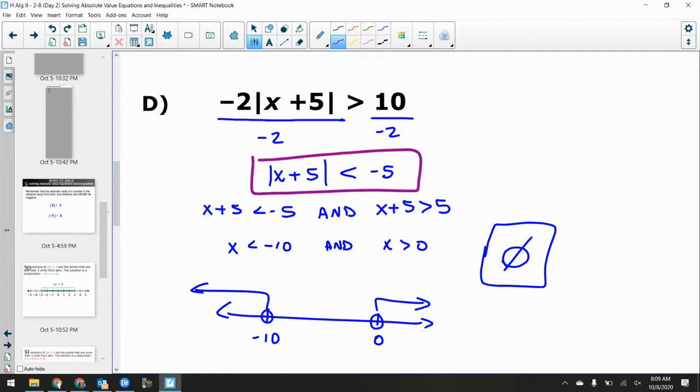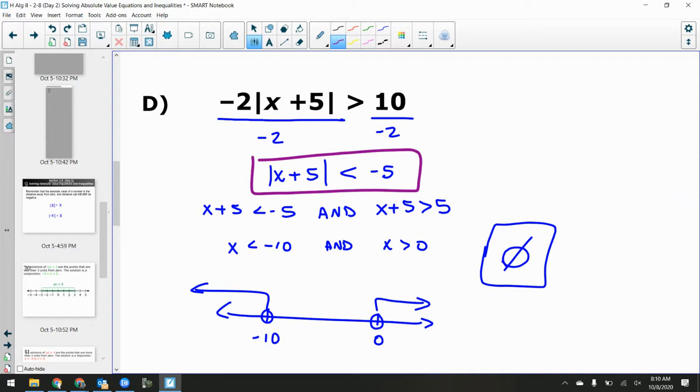Why? Because anytime you evaluate an absolute value, is it ever going to give you a negative number? No. The range of an absolute value, think about it, the output is always positive, always greater than or equal to 0. So therefore, if you ever have a statement where an absolute value of x plus 5 or whatever is less than any negative number, or 0 for that matter, it's just no solution right off the bat.